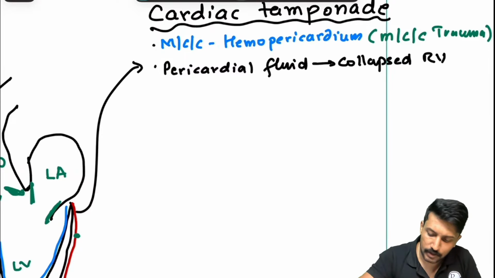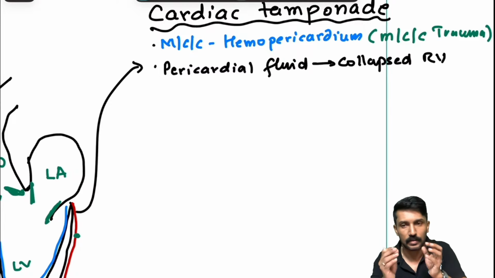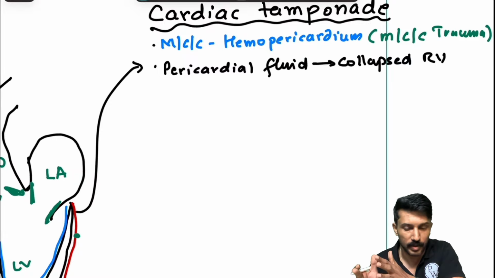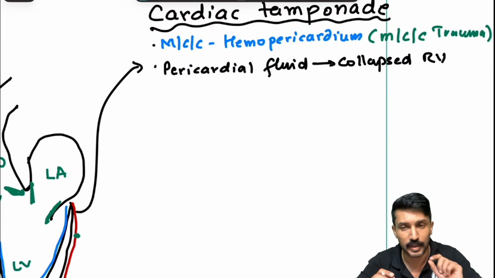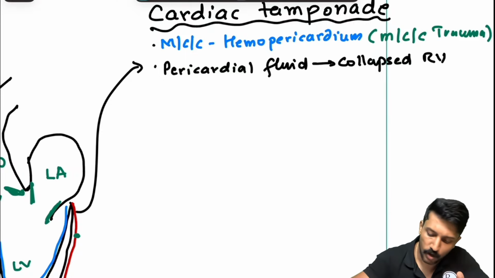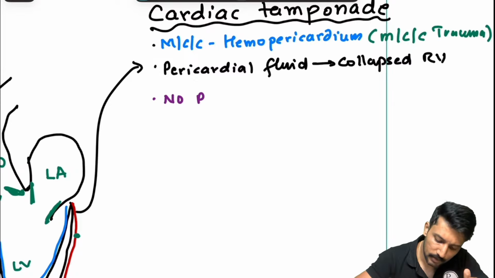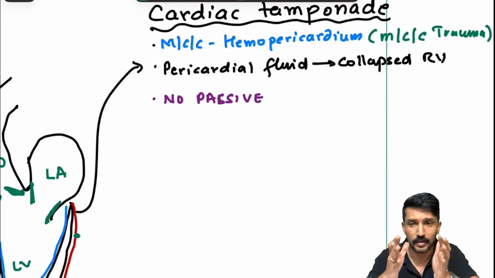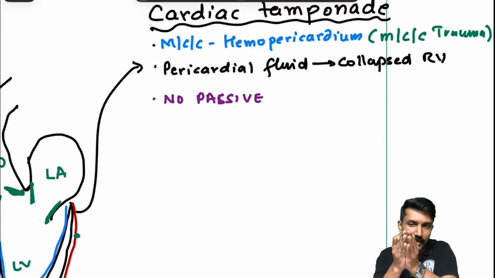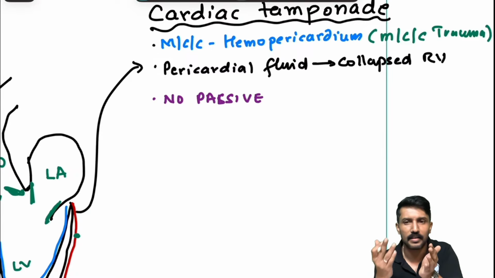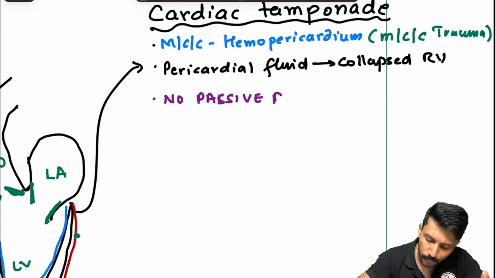And when the RV gets collapsed, it cannot relax, and if it cannot relax, there is no isovolumetric relaxation. If there is no isovolumetric relaxation, passive filling is not possible. So the main thing you have to remember about cardiac tamponade is that no passive filling occurs. Why can passive filling not occur? Because there is so much fluid that has compressed and collapsed the ventricle. It cannot relax. If it cannot relax, it can't receive the passive filling. So there is no passive filling.